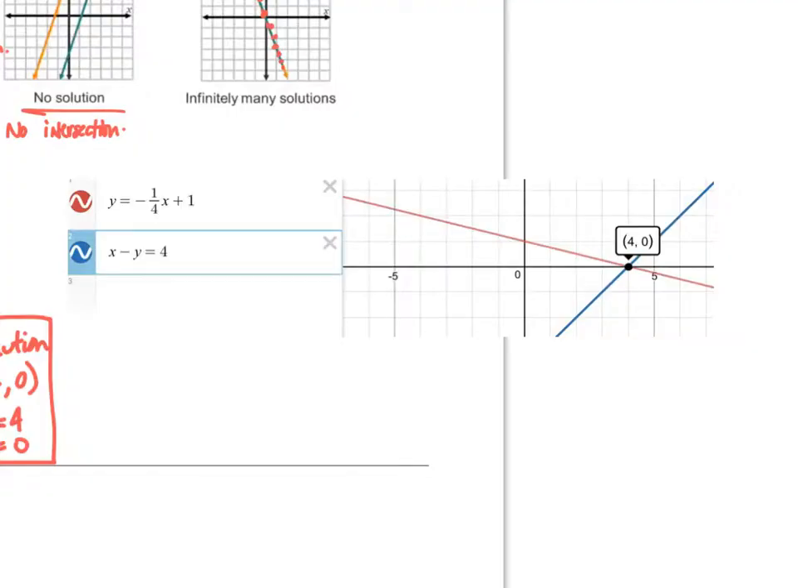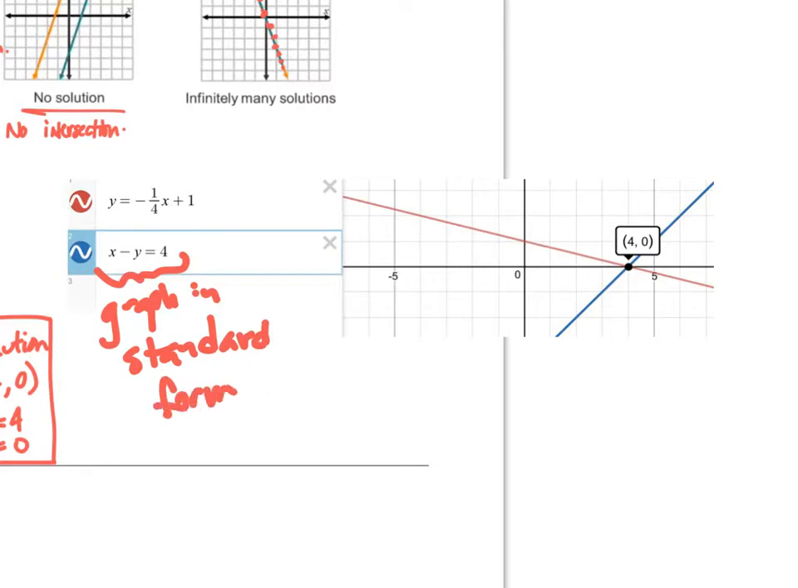Okay, so I went ahead and graphed it in Desmos, and I graphed this equation in slope-intercept form, and then I graphed this equation that's in standard form. And that's what I like about Desmos, is that you can graph equations in standard form, all right? And that is what's really nice about it.